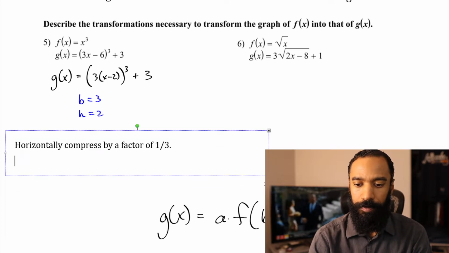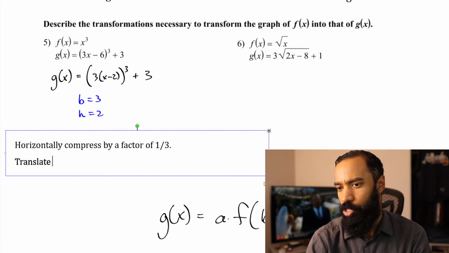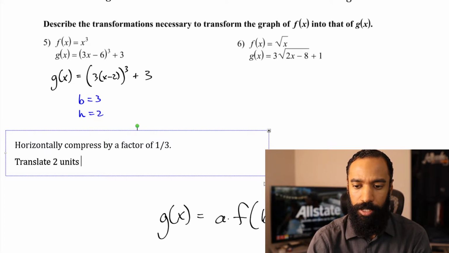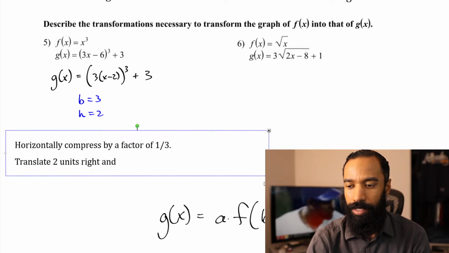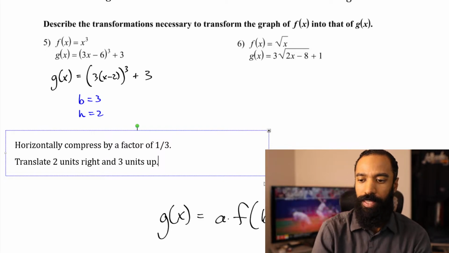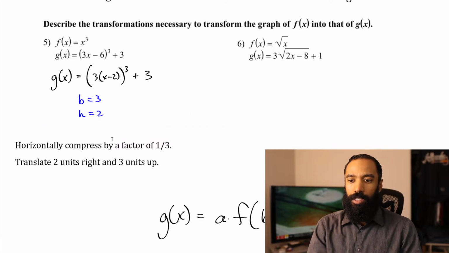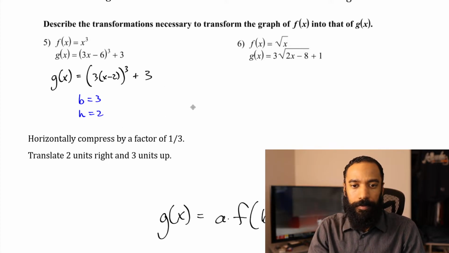That's one thing. And then there are translations. Translate f of x 2 units to the right, because it's minus 2. Again, backwards. 2 units right, and 3 units up. That's what the k value is doing. And that didn't change there. So mention a and b first before h and k, and there it is.